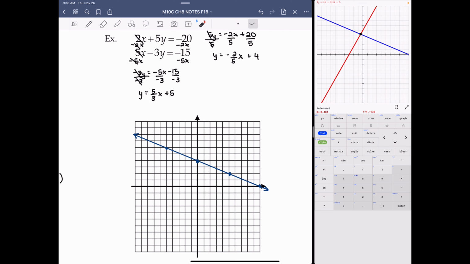Then graph our second one, 5/3x + 5. Y-intercept is 5, so go up to y equals 5, put a point. Our slope is 5/3, positive, so it's going up as we go to the right. Up 5, right 3. Up 5, right 3, put a dot there. Then we can go down 5 and left 3. And then we can join our points of the line.